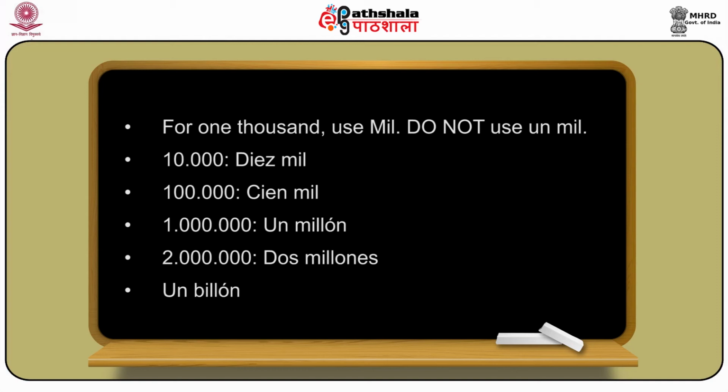So just a hypothetical example, if we take 9,850, so we will say 9,850. So after this 10,000 comes 100,000, that is cien mil. 100 means we learned it is cien and 1000 is mil, so cien mil. And then 1 million will be un millón. 2 million again will be dos millones. And 1 billion will be un billón.